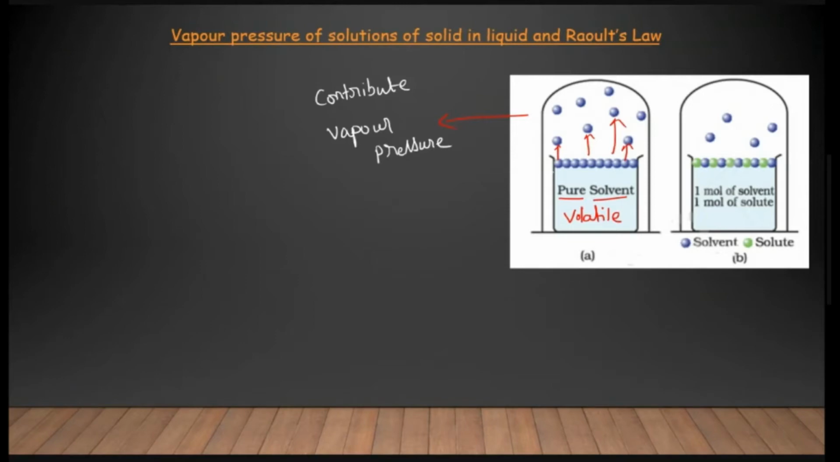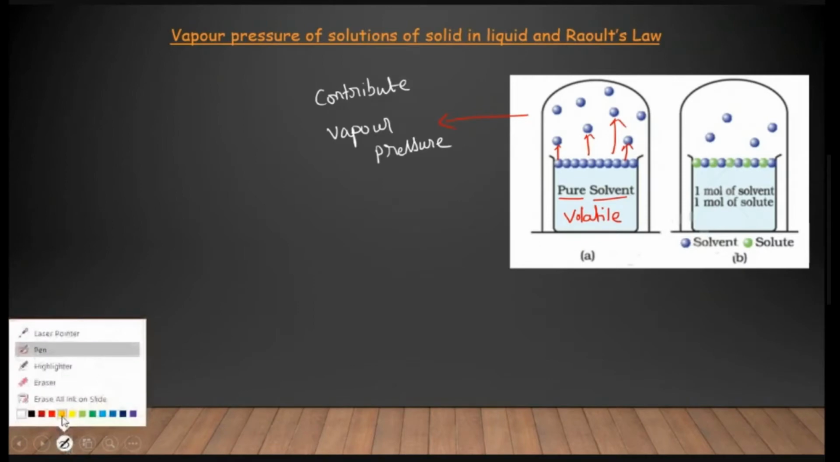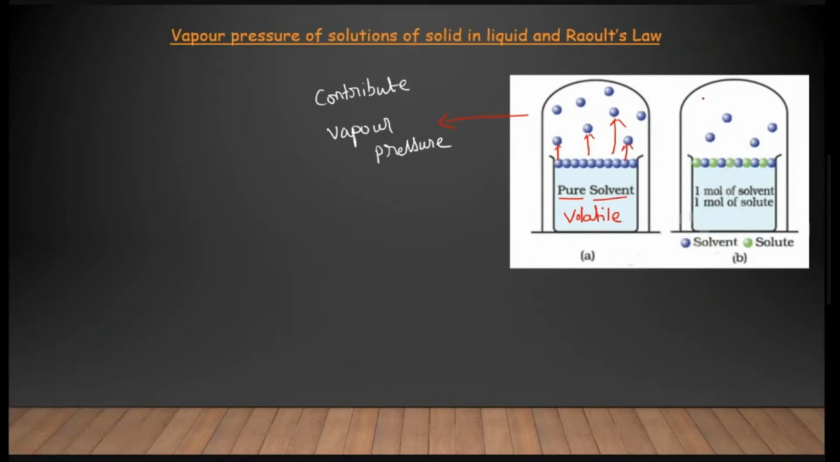Now when I add solute to this pure solvent, it becomes a solution. Since the solute particles are non-volatile in nature, they block the escaping tendency of the volatile solvent molecules. You can see in the second diagram that fewer solvent molecules are present in the vapor phase. So the escaping tendency has been decreased by the non-volatile solute.